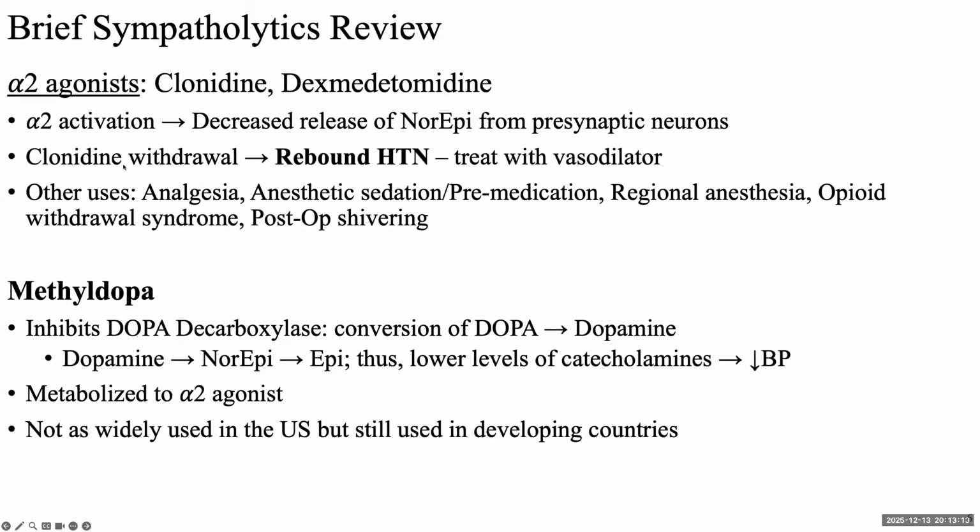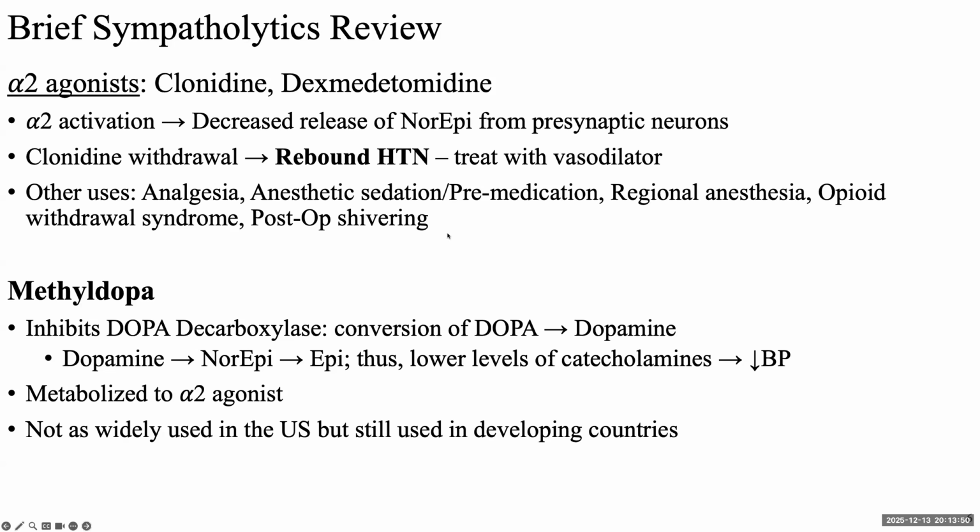Remember that with clonidine withdrawal, it's possible to see rebound hypertension, which is pretty severe and pretty hard to treat. But you do want to try to treat this with something that's a direct acting vasodilator, if not just treat it with clonidine itself. Now, other uses of alpha 2 agonists, they're useful for analgesia, anesthetic sedation, or pre-medication. They could also enhance regional anesthesia. They could also be used to treat opioid withdrawal symptoms and post-op shivering.